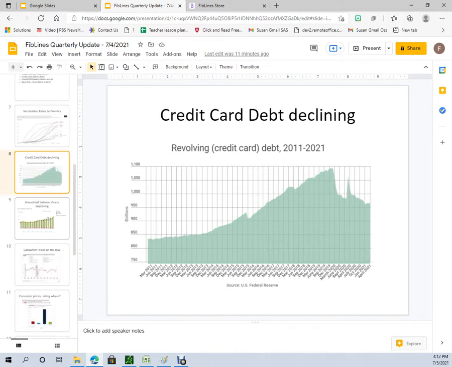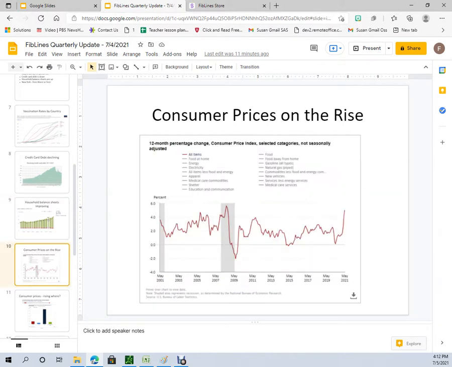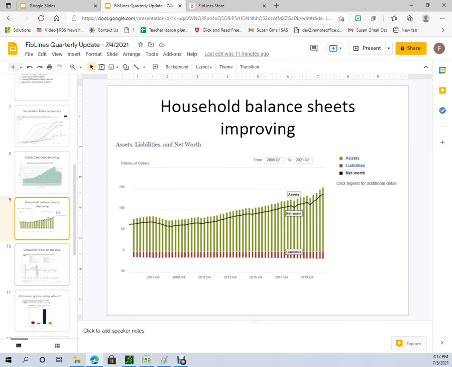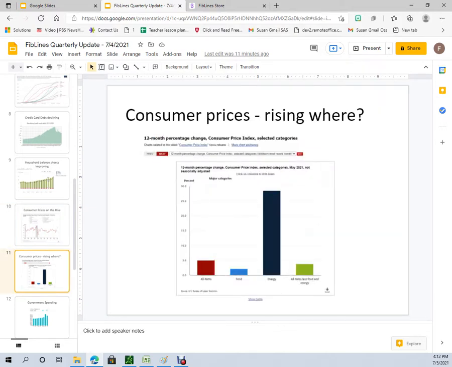Well, that's all well and good. And here's our balance sheets graph showing you that household balance sheets are also doing very well. What's the possible fly in the ointment here? Consumer prices, inflation. We've had the biggest surge of inflation here in almost 10 years, since 2009. And that's obviously not good, and that's going to erode the purchasing power of the dollar. Where are those price increases coming from? Well, energy has really been the biggest one.